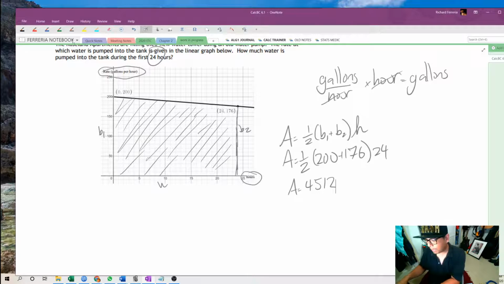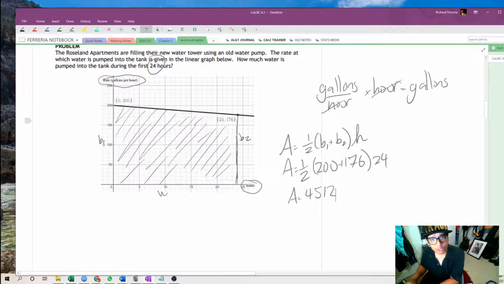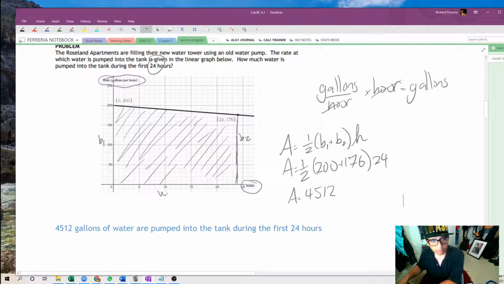I always like to impress upon you that you should be writing a summary statement. So let's write a summary statement. This is pretty easy. If the question is how much water is pumped into the tank during the first 24 hours, we're going to try to mimic that in our answer. 4,512 gallons of water are being pumped into the tank during the first 24 hours.